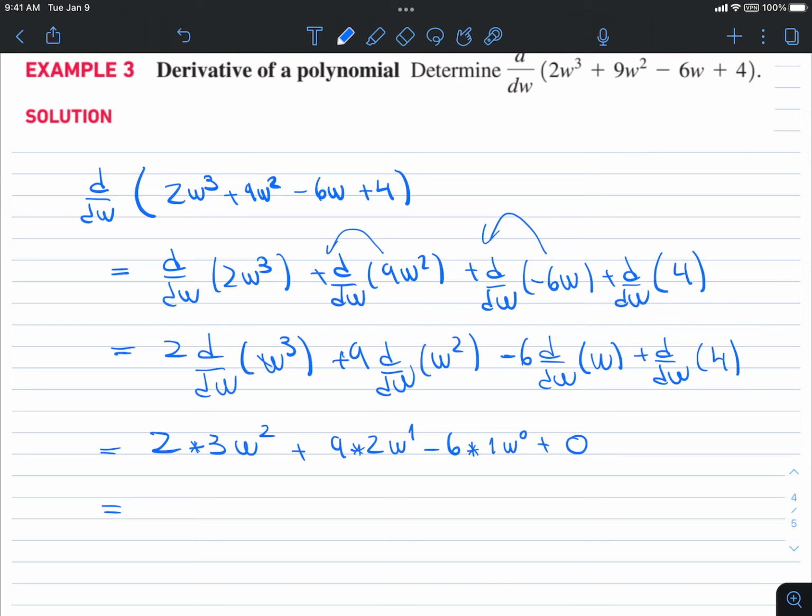So now I can just reorganize this. That's 6w squared plus 18w minus 6. So w to the 0th is just 1, and then plus 0. So that is the derivative of this polynomial. I hope this clarified how I use the power rule, constant rule, constant multiple rule, and sum rule to calculate quickly the derivatives of polynomials.